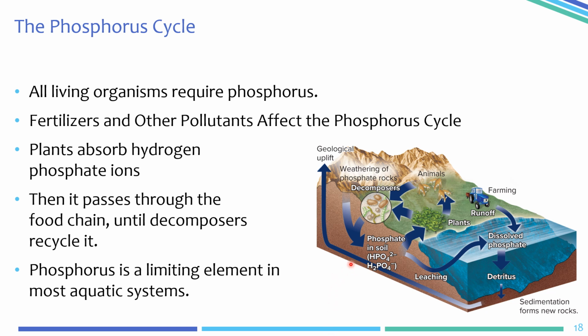Phosphorus is also released by geological uplift and weathering of rocks to release phosphate back into the soil. So as rocks break down, as they are crushed, as water percolates through them and dissolves some of the nutrients, phosphorus can be released back into the soil.